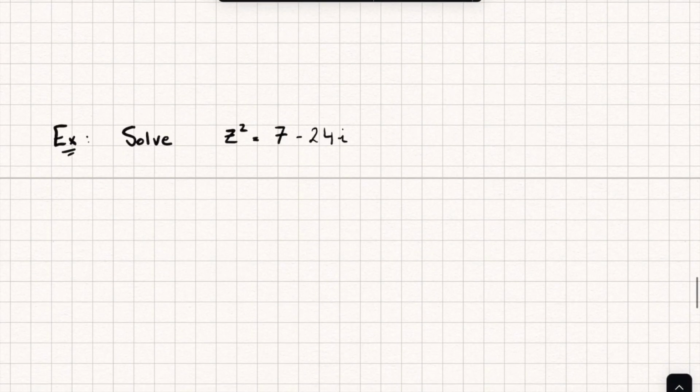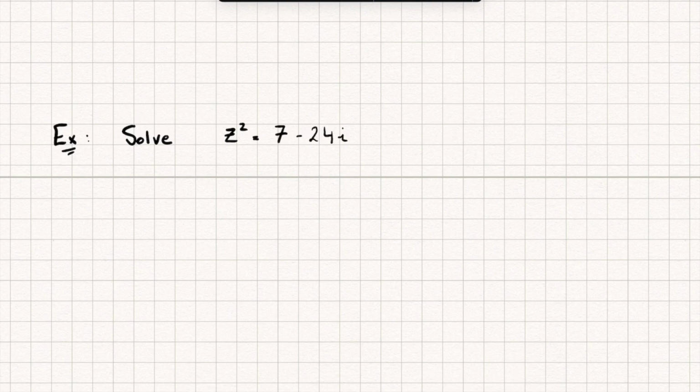The first one we're going to look at is solving this equation, where we have z squared is equal to 7 minus 24i, where z is some complex number we need to find. So how can we find a complex number such that when we square it, we get 7 minus 24i? Well, if z is a complex number, it could be expressed like this, a plus bi, where a and b are both real numbers.